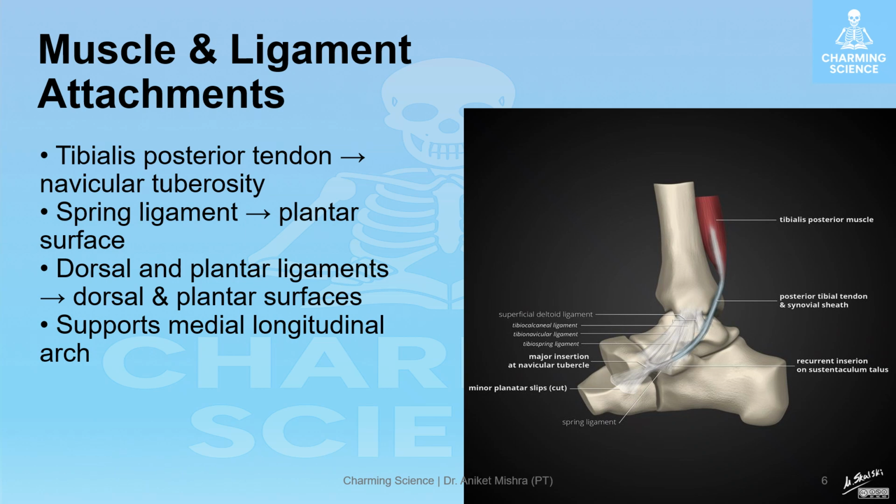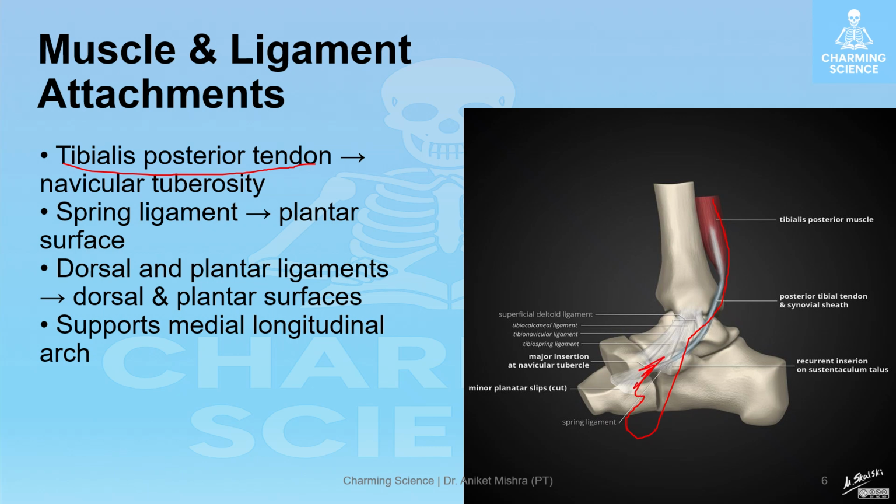Now we will discuss the muscle and ligament attachments on the navicular bone and how they contribute to foot stability. So the most important muscle attachment on the navicular bone is the tendon of the tibialis posterior.